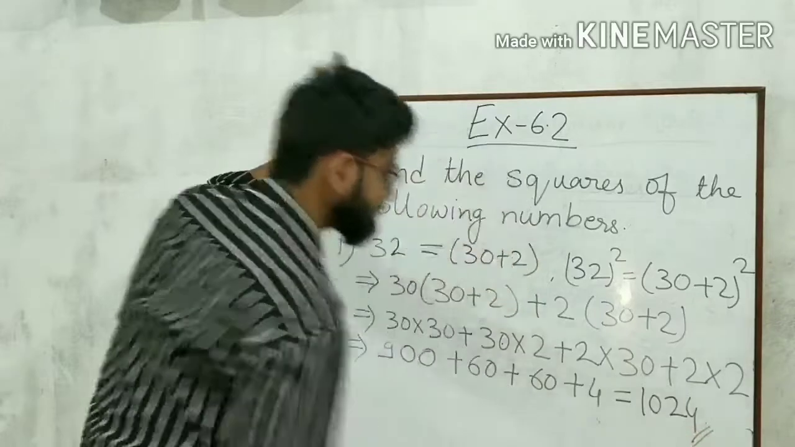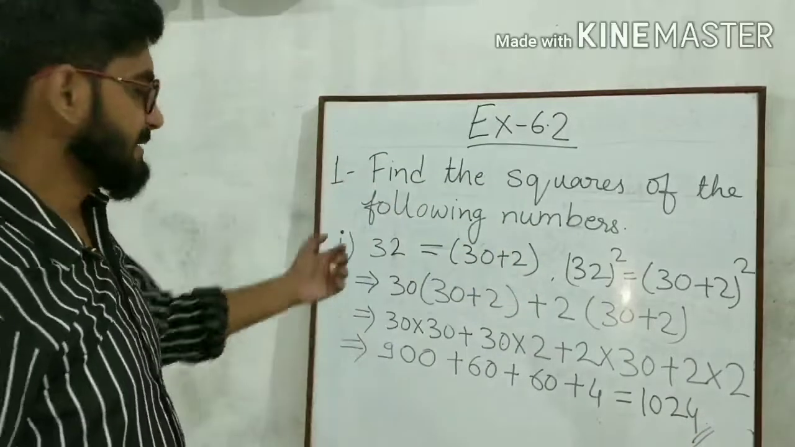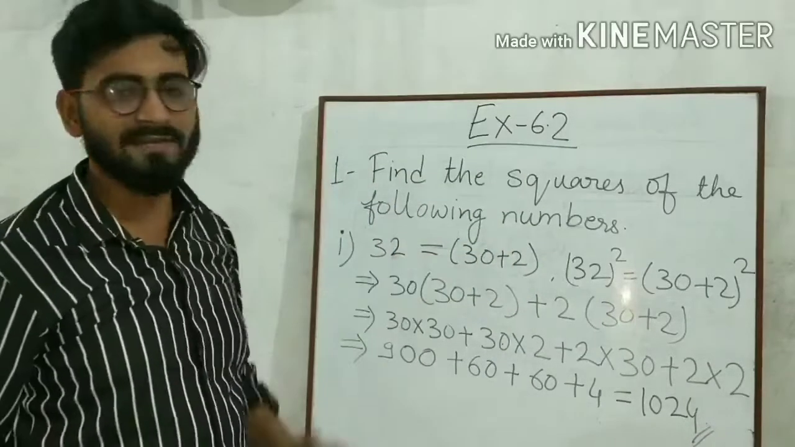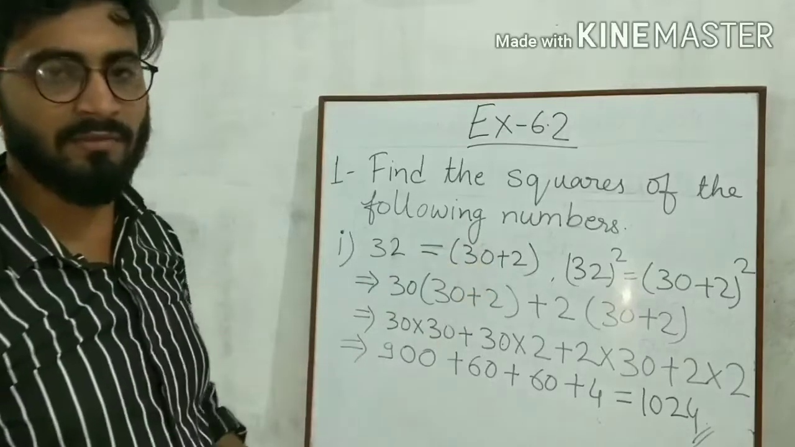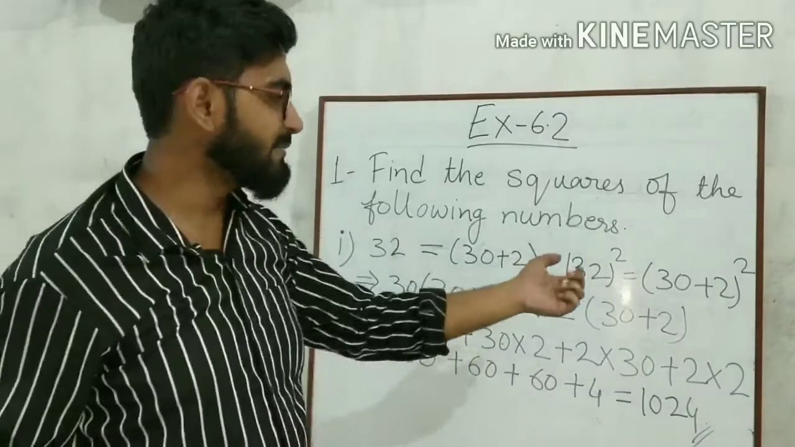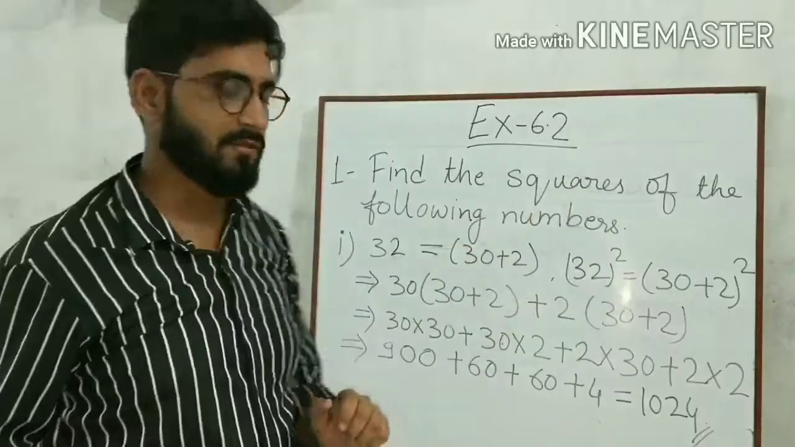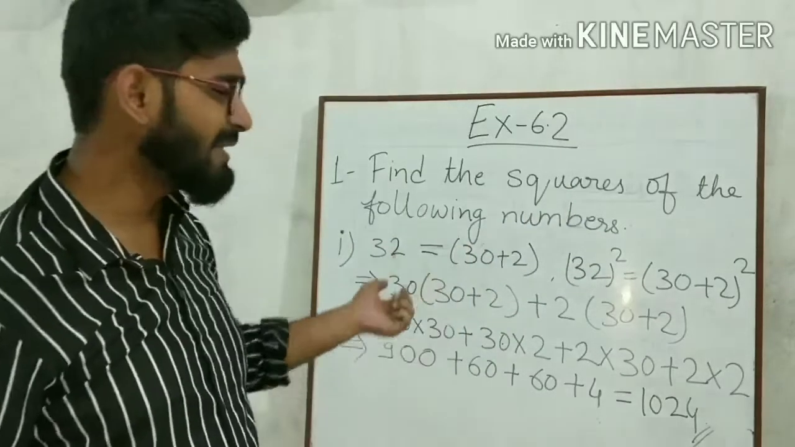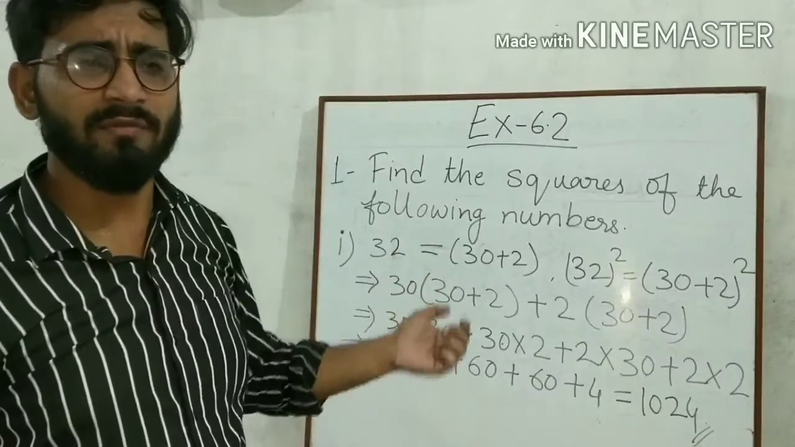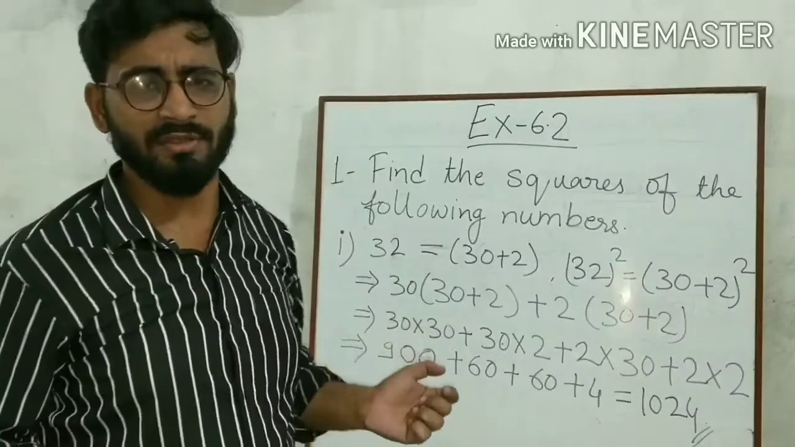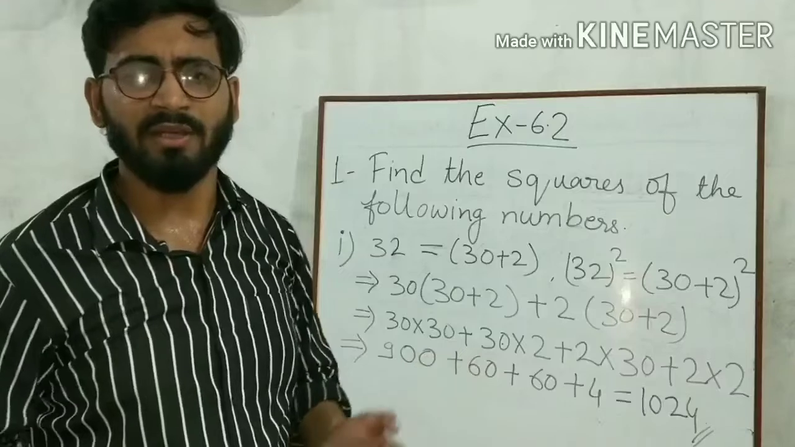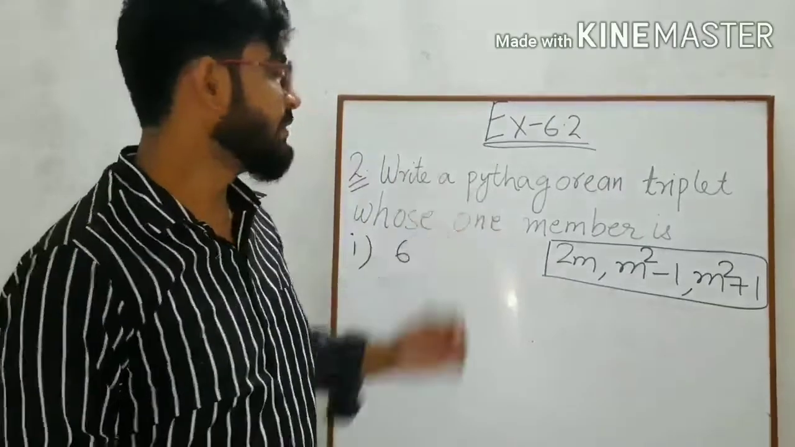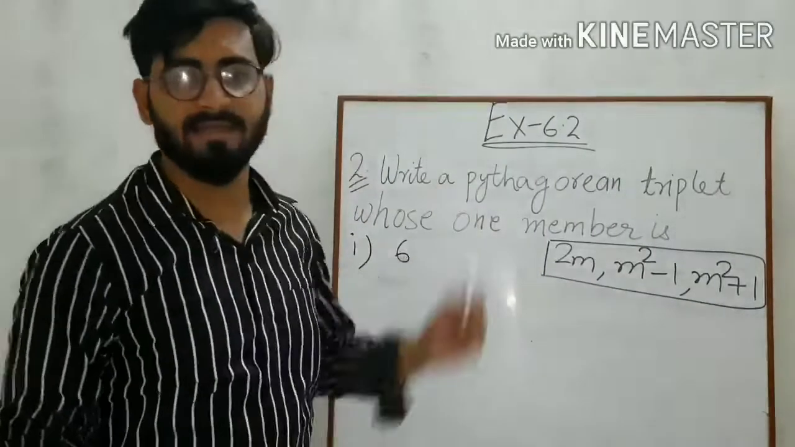Any problem? So what we have done here? Just write 32 as 30 plus 2. Then you have to find the square of 32, which can be written as 30 plus 2 whole square. Then just simplify it. Any problem? So like this only you have to do all the parts of this question. The remaining parts you can do on your own. So now we are moving towards our second question of exercise 6.2.